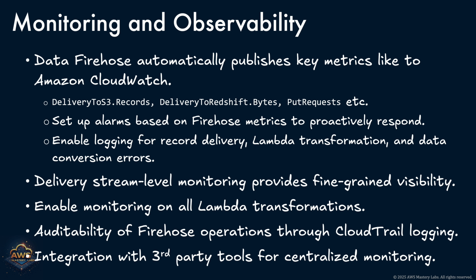Beyond native AWS tools, Firehose also supports third-party monitoring integrations. Metrics and logs can be forwarded to observability platforms like Datadog, New Relic, or Splunk. This enables centralized monitoring across hybrid environments, where your operations team may already have established dashboards and alerting mechanisms in place. And for compliance and security use cases, AWS CloudTrail records all Firehose-related API calls.